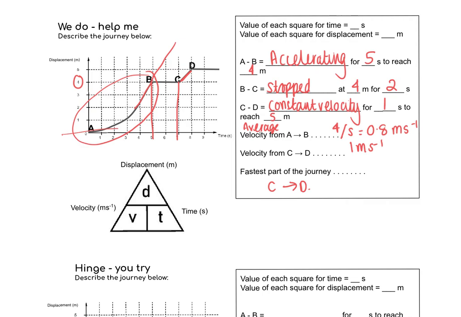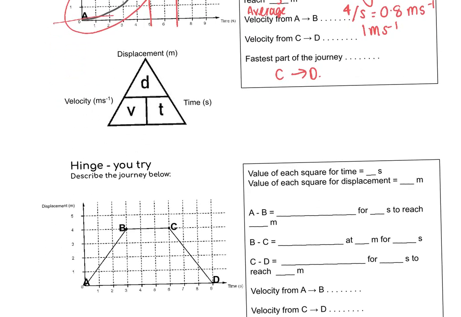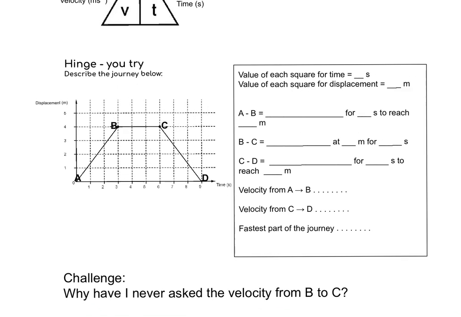And moving on to our final example. And we've got a little challenge question at the bottom. So again, it goes up in ones. Most of your examples will be harder and go up in things other than ones. A to B, we've got a constant velocity for 3 seconds to reach 4 meters.